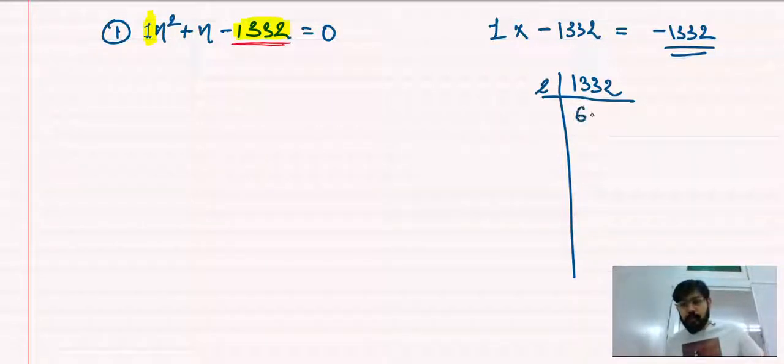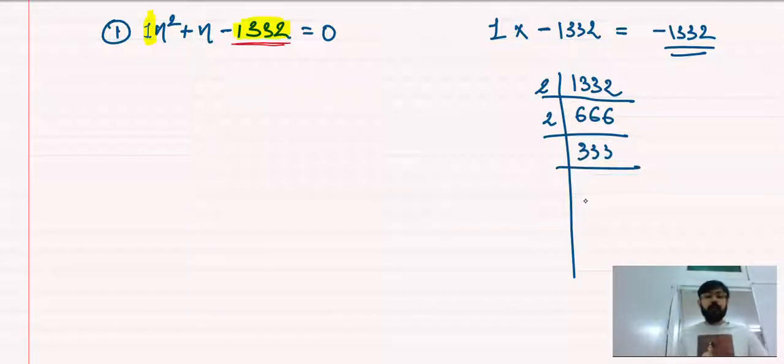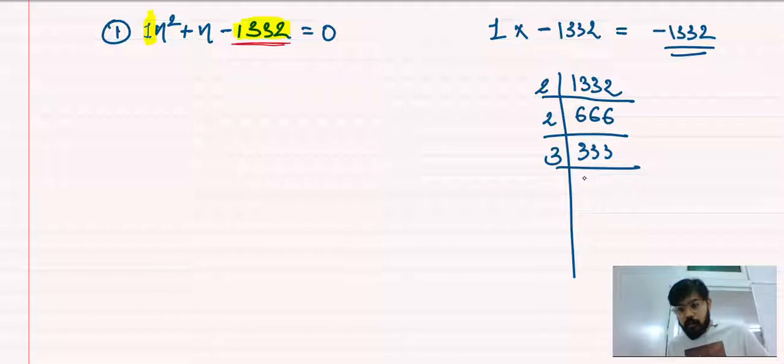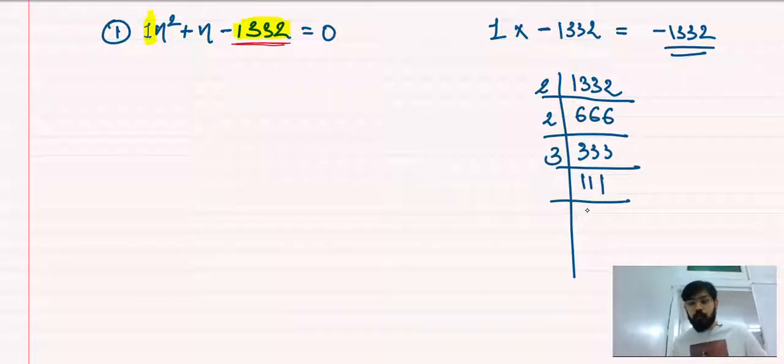So 2 sixes are 12, 2 sixes are 12, and the remainder is 1. Again, we bring 3 down. So 2 sixes are 12. Again, the remainder becomes 1 and 2 comes down and we get 666. Wow. It is divisible by 2, so we continue dividing by 2 only. So we get 333. Now 333 is not divisible by 2, it is divisible by 3. So we write 3 over here and we divide it by 3, we get 111, not a big deal.